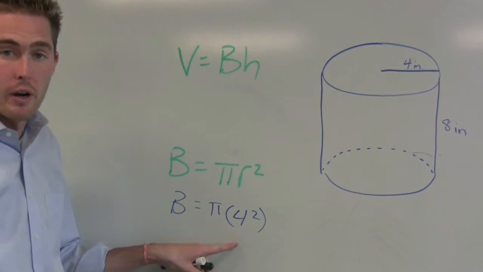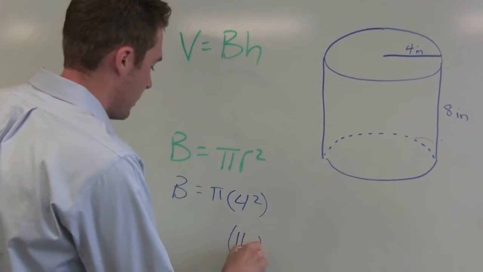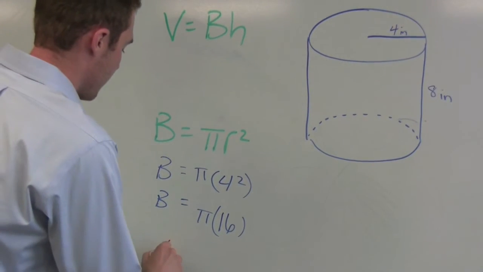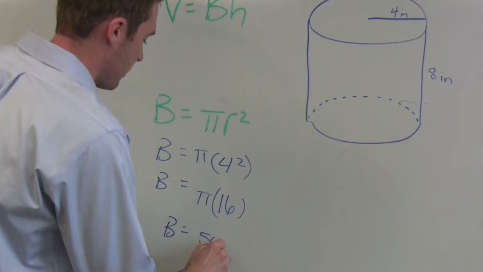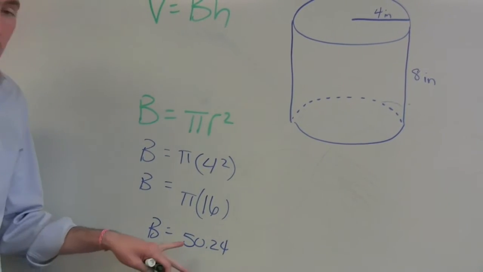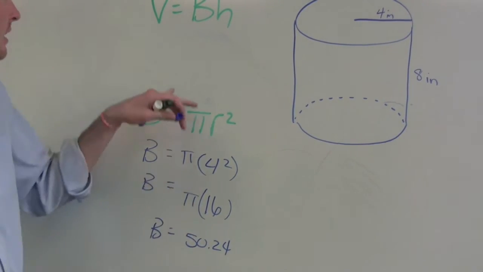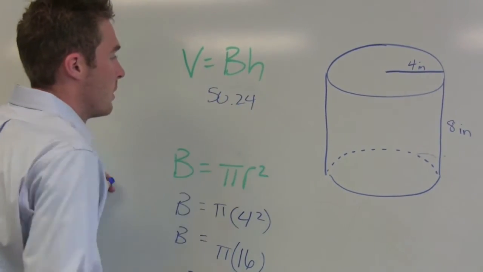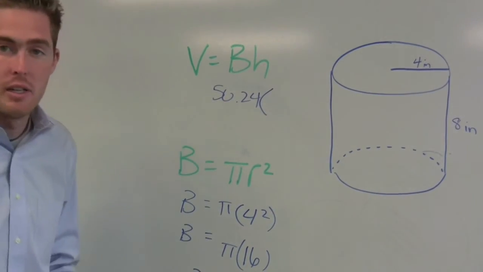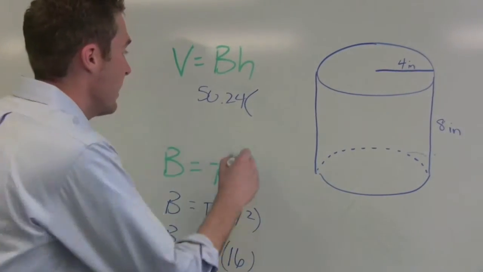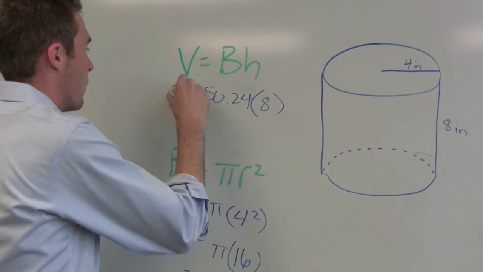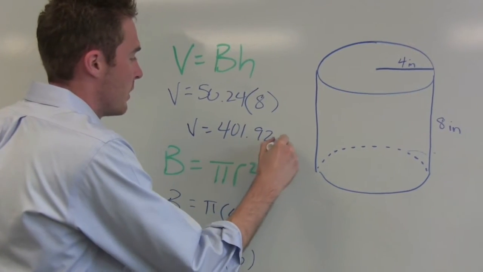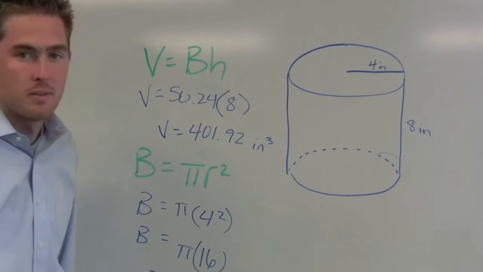Well, if we look at 4 squared, it's 16 times pi, which we'll use 3.14, and we get area of the base equals 50.24. Now, when we take the area of our base, we're going to plug it back into our volume formula. So 50.24 times the height of our cylinder, which is from base to base, which is 8. And we're going to get the volume equals 401.92 inches cubed.